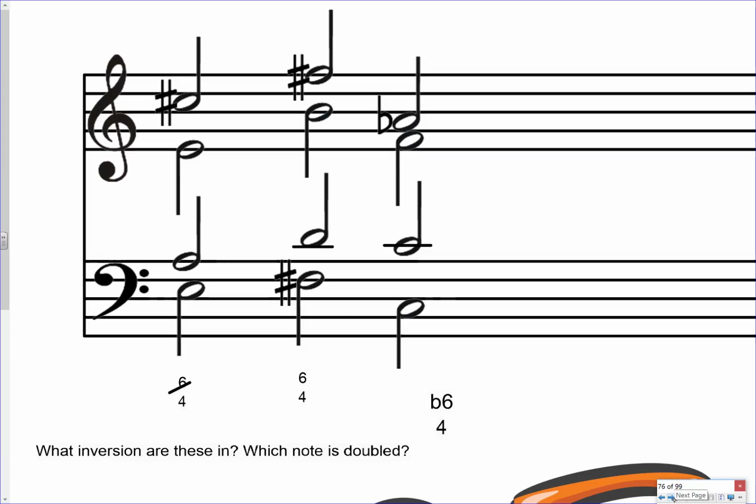When we see the 6/4 underneath for figured bass, that means we are dealing with second inversion triads. If it's just a 6 under the bass, then it's first inversion. If there's nothing there, then it's root position. So these three chords are in what inversion? Hopefully you said second because we have the 6 and the 4.